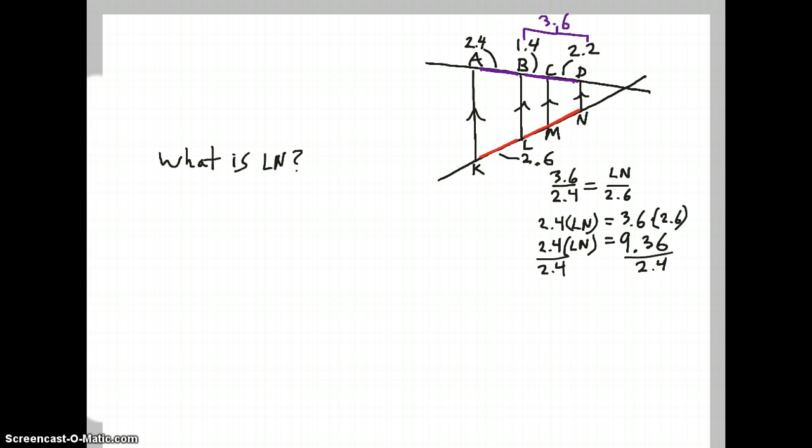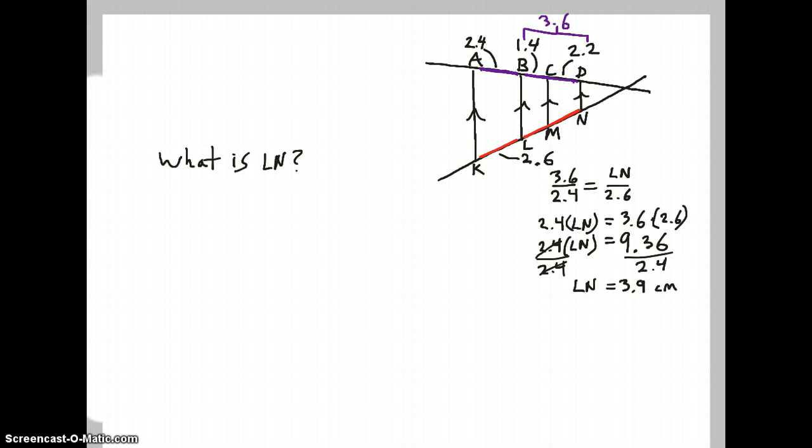On the left side, 2 and 4/10 over 2 and 4/10, that's equal to 1. So we can eliminate that. And on the right side, 9 and 36/100 divided by 2 and 4/10. And that will give us 3 and 9/10 of a centimeter. Units are important to give us context. And I think that pretty much is everything. I think we mentioned everything that we should mention in that.